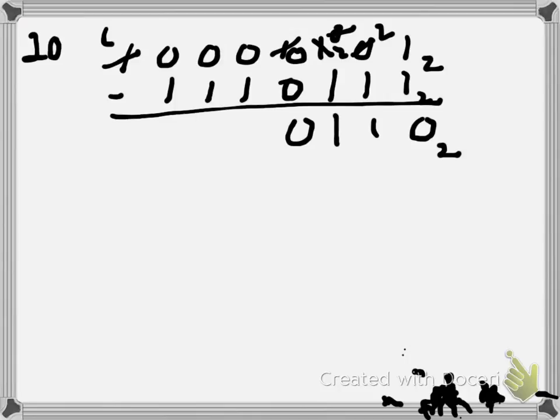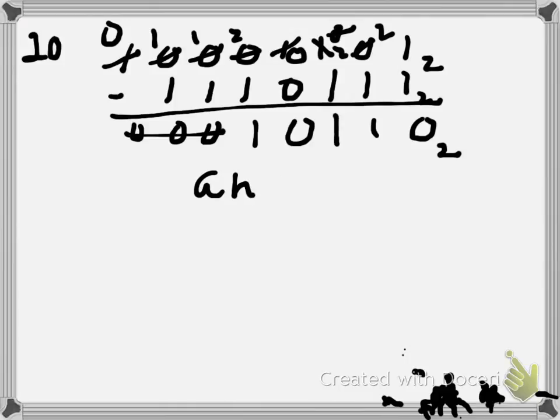And this time we have to borrow all the way over to the 1, and each one of these zeros that we go across become 1s, and then the column we're currently working in becomes a 2. So 1 from 2 is 1, and then the rest of these are zeros. Now typically we don't write zeros to the left, so we're looking for 1 0 1 1 0, which is answer C.